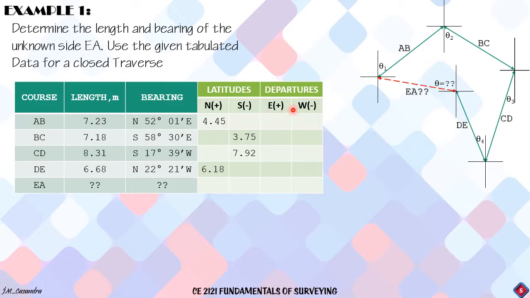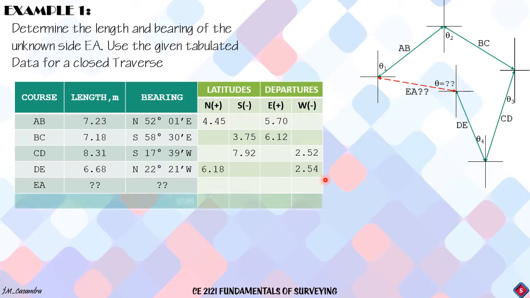Next, we solve for the departure, which is now equal to L times sine of the bearing. So for AB, it's an easting, 5.70. BC is an easting, 6.12. CD is a westing, 2.52. And DE is a westing, 2.54.